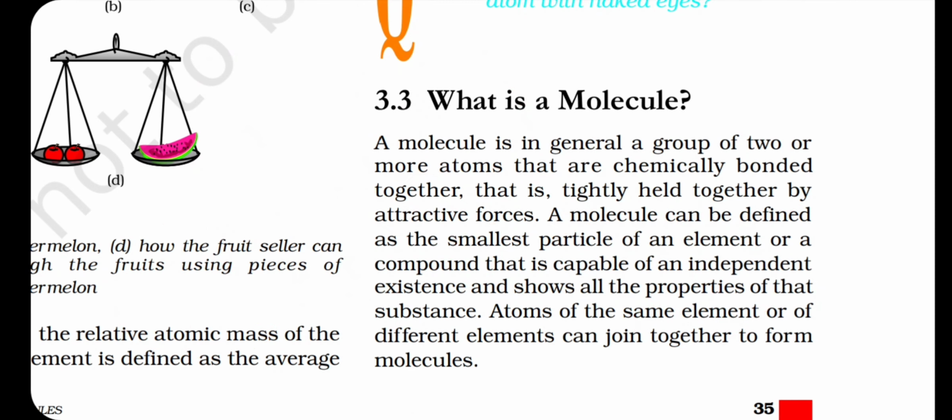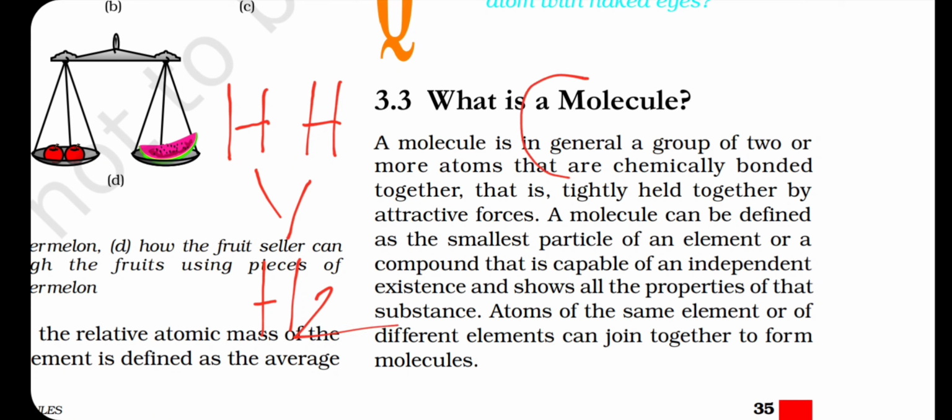Molecules can be of two types. The molecule of the same element: suppose we take hydrogen and hydrogen. If those atoms of the same element combine, they form the molecule of hydrogen. But if we take the example of carbon monoxide or carbon dioxide, here there are two different elements, carbon and oxygen, and they combine to form carbon monoxide. So let's study them.